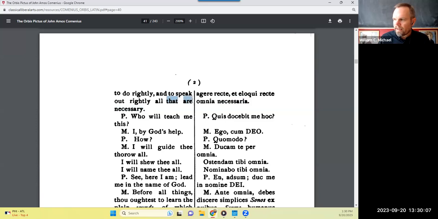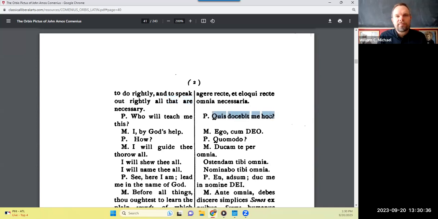That are is added in there. You know how in Latin reading, we said you can add words to make the translation clearer, but put them in parentheses? Those words that are would be put in parentheses if we were writing the translation, okay? So to understand rightly, to act rightly, to speak rightly, all things that are necessary. That's what it means to be wise, the Magister says. And then the puer asks, quis docebit me hoc?